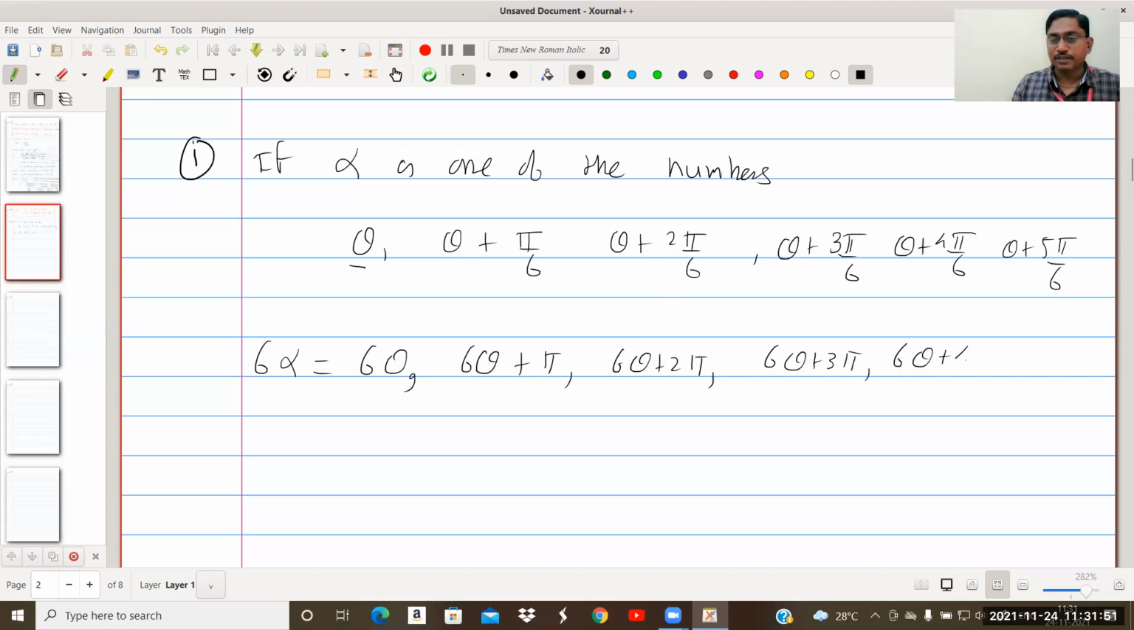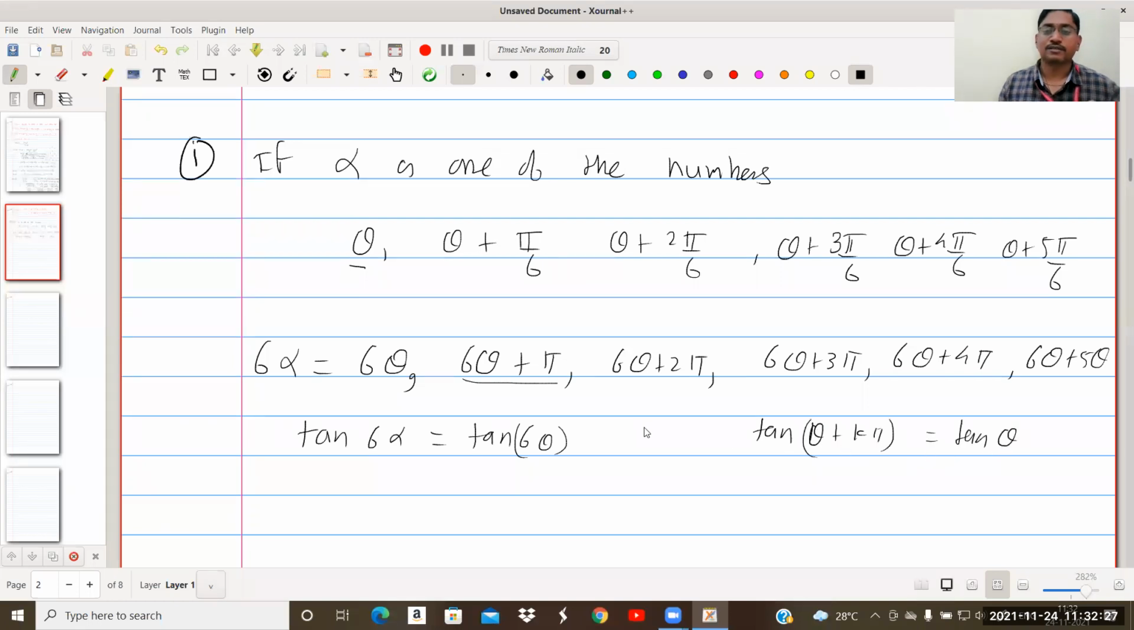It may be 6 theta plus 4 pi, because 6 will get cancelled out for the second term when you multiply by 6, and 6 theta plus 5 pi. So these are the 6 values of 6 alpha that we have considered. And in each case, tan of 6 alpha is tan of 6 theta, because tan of 6 theta plus pi is tan 6 theta. We know that tan of theta plus k pi, k is any integer, is tan theta. This formula you can remember, because tan is periodic with the period pi.